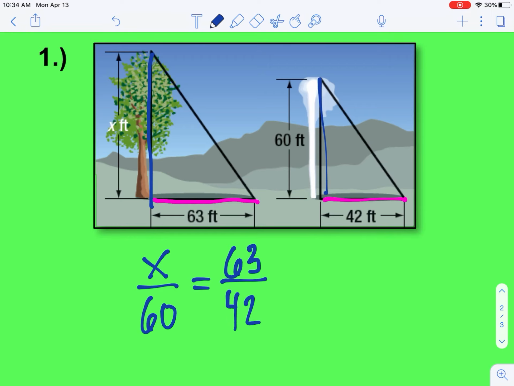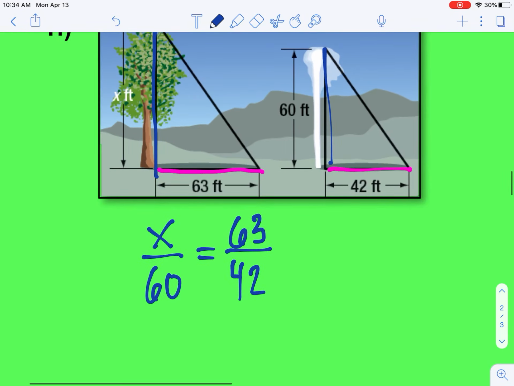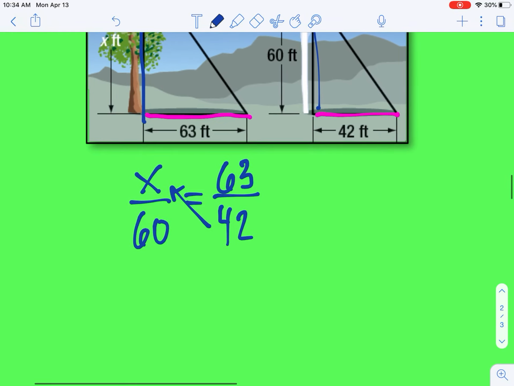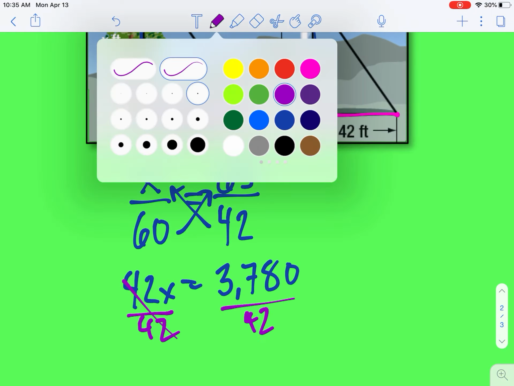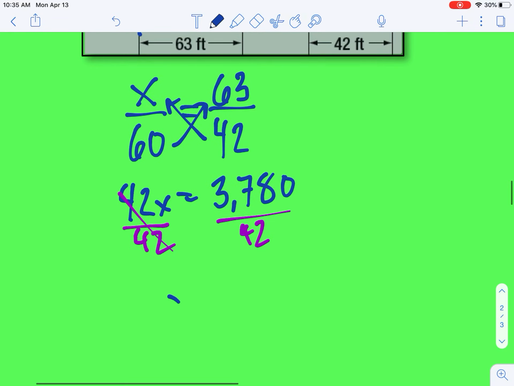Now I'm going to go ahead and cross multiply and divide. So 42 times x is 42x. 60 times 63 is 3,780. My next step is to divide. I'm going to divide by 42 on both sides. And I get x equals 90 feet.